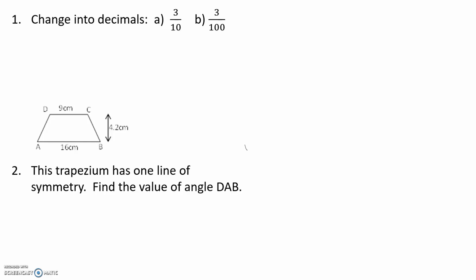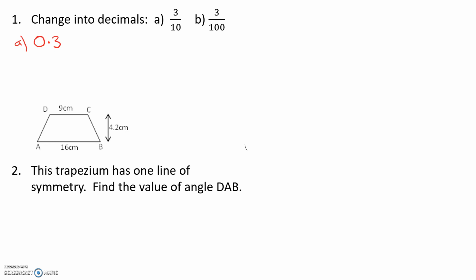Loads to do. Foundation first. Change into decimals. A, 3/10. Well, there are loads of ways to do this. Easiest is, what does 3/10 mean? It means no units and 3/10. So A is 0.3. Okay, if you're not sure about how to do that, do what the 3/10 says.